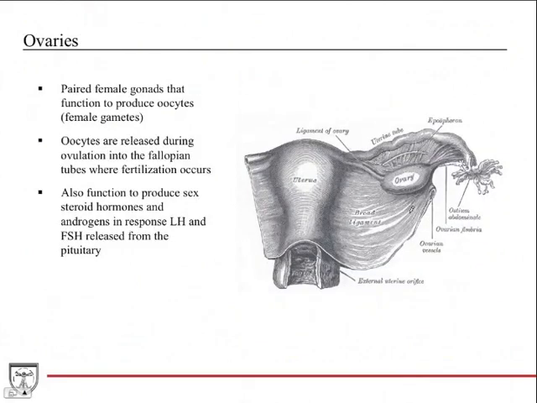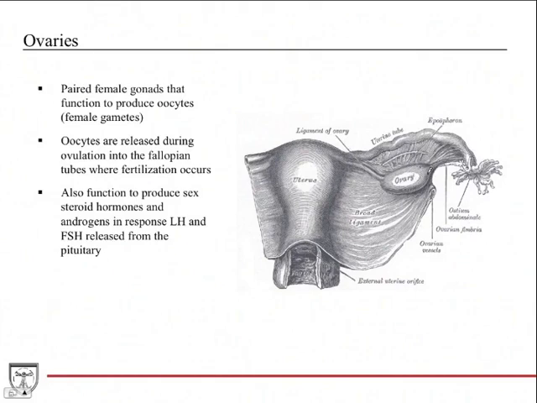So what are the ovaries? The ovaries, they're paired female gonads. So you have one on either side. This diagram only shows you one side, but you have one on each side. And these are what are responsible for producing the oocytes, or the female gametes, analogous to the testes producing spermatozoa in the male. So you have oocytes, which are released during ovulation into the fallopian tubes where fertilization occurs.